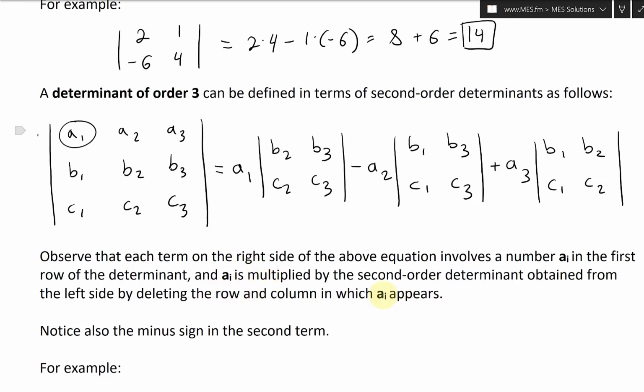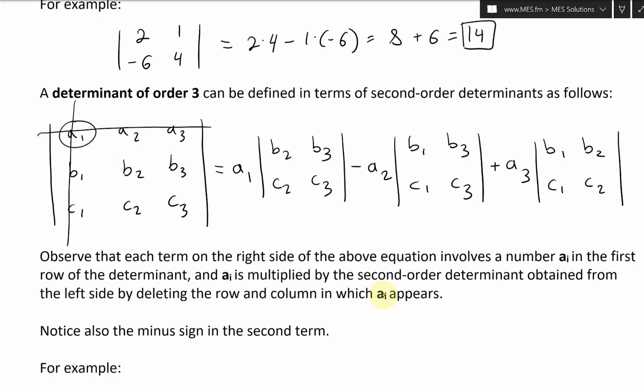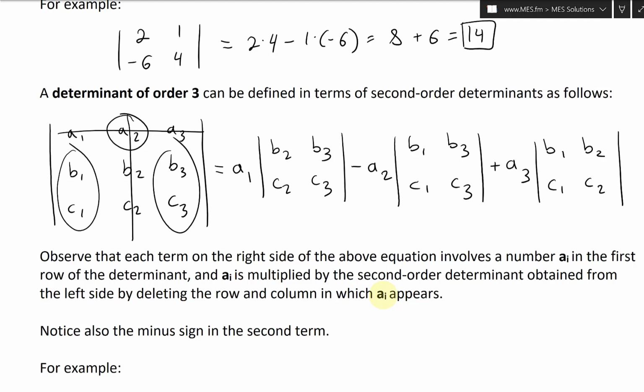In other words, the first row is gone and the first column, so all you're left with is this, and that's this one right here. So we remove this, and then the next one is A2. We look at this, and then we eliminate this column and this row, and we're left with this, B1, C1, and then B3, C3, and that's just this right here.